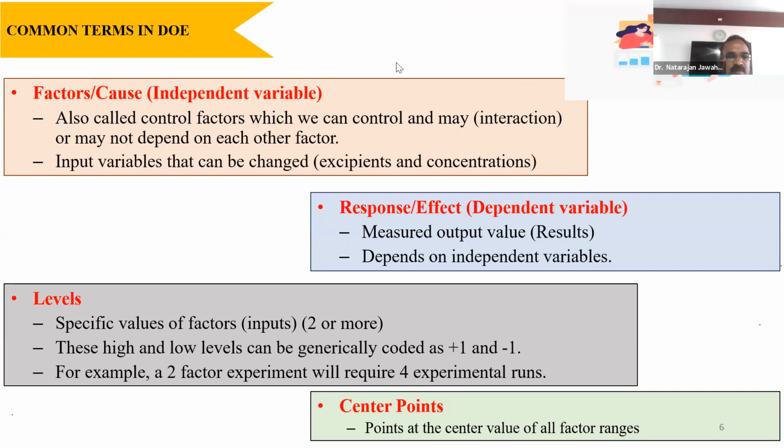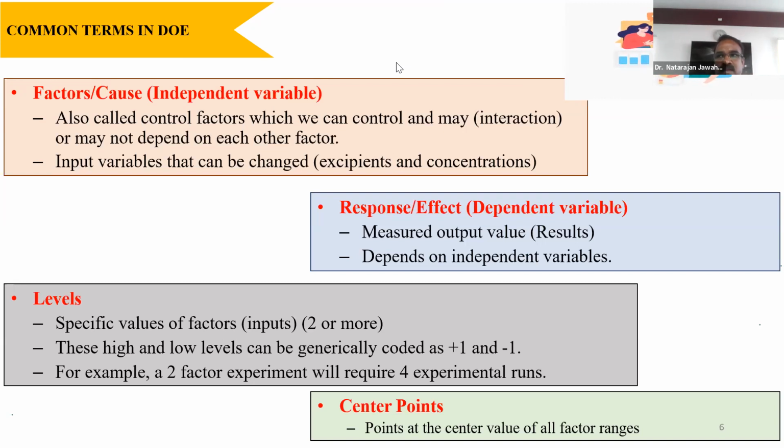First, let us see what factors are. Factors are otherwise called independent variables. In the same example I told you, for a tablet, the binder's concentration, disintegrant's concentration, or lubricant's concentration are all called independent variables. They are also called control factors. We can control them; if we want to use that factor in a certain concentration, that is possible. That's why we can control them, but they may or may not depend on each other. Sometimes a factor has an interaction with another factor, sometimes it may not.